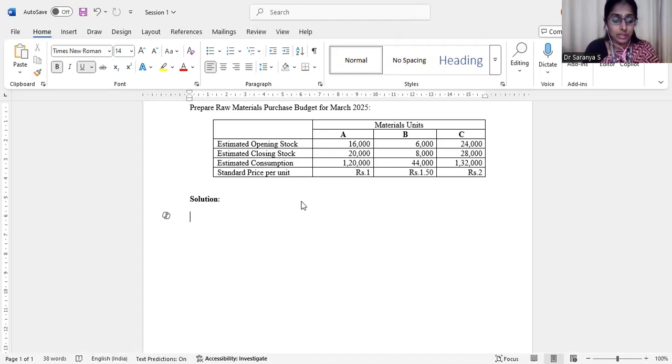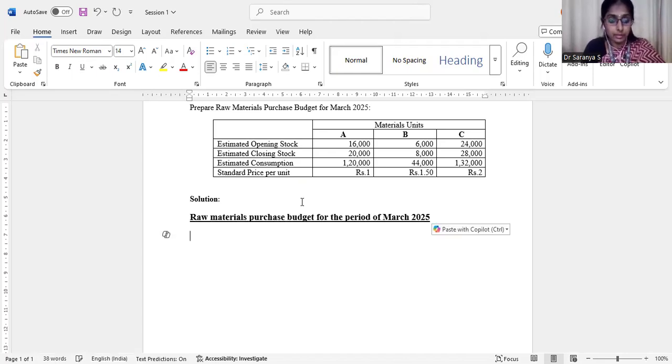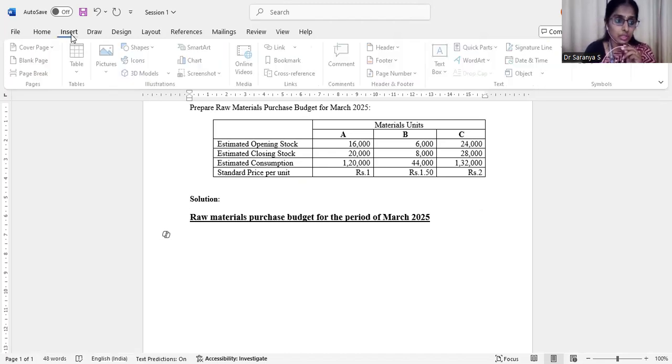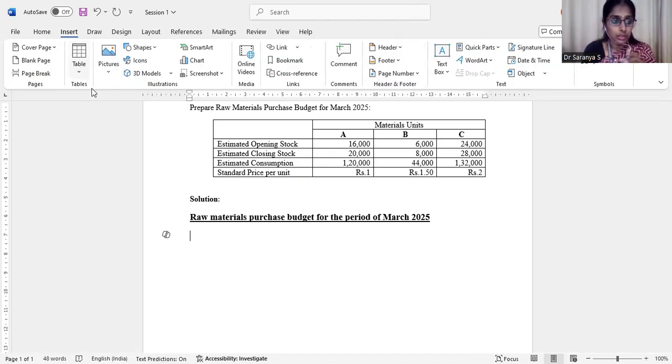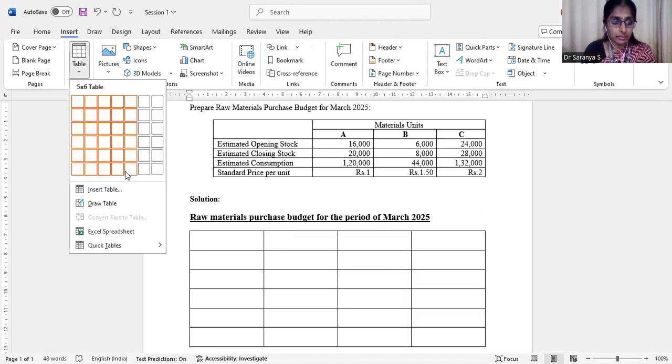Okay, so now let's type the heading. Raw materials purchase budget for the period of March 2025. Okay, so we have to provide the columns. We have to provide the number of columns based on how many materials we have. In this question we have three materials A, B, and C, isn't it? So we have to provide three columns along with the particulars column. So it will be totally four. So four columns I am providing.